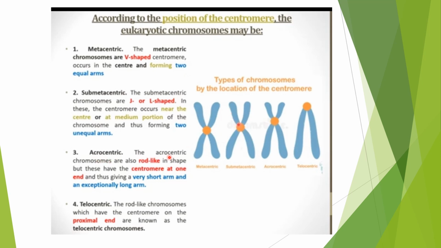Acrocentric. The acrocentric chromosomes are also rod-like in shape, but they have the centromere at one end, thus giving a very short arm and an exceptionally long arm. Telocentric. The rod-like chromosomes which have the centromere at the proximal end, meaning at the very end, are known as telocentric chromosomes, and they are just like an I shape.